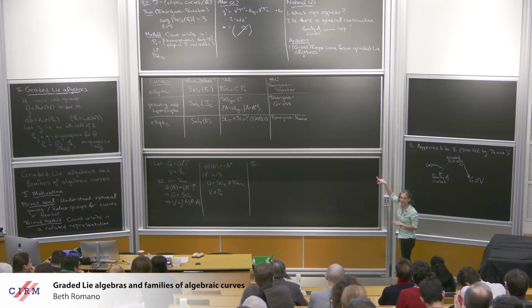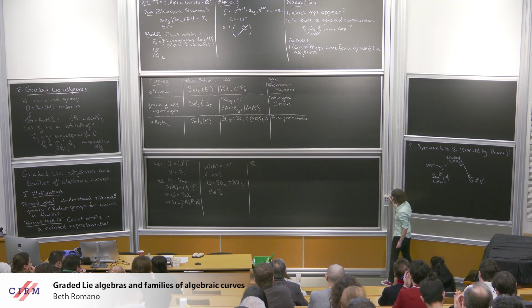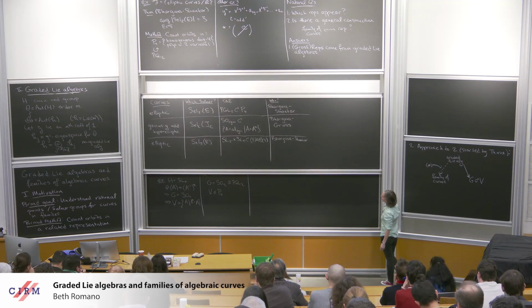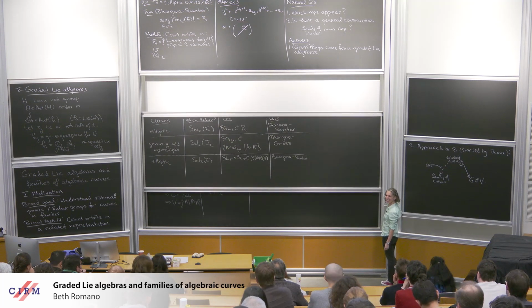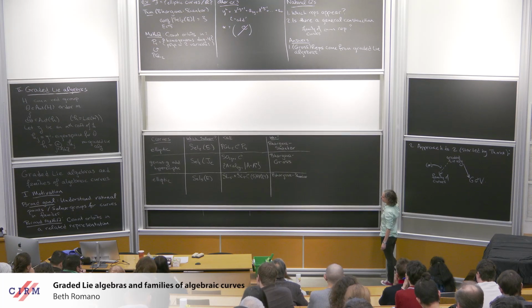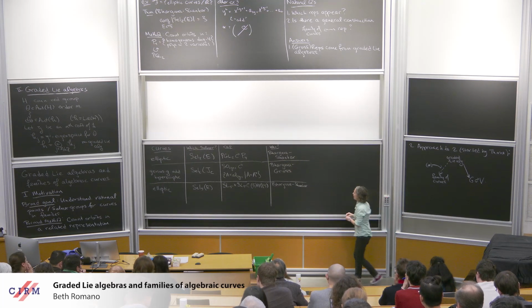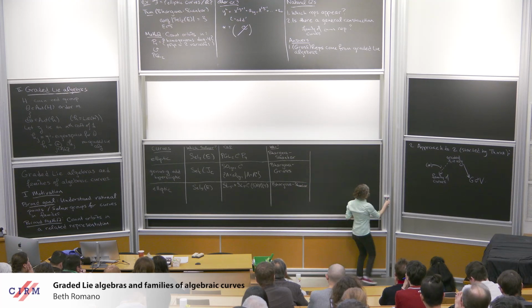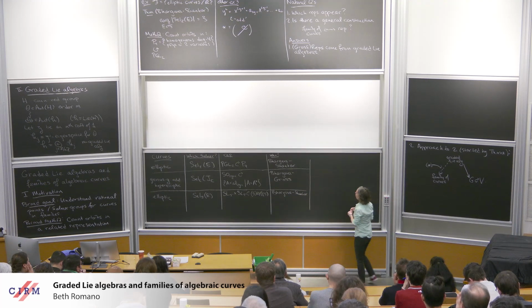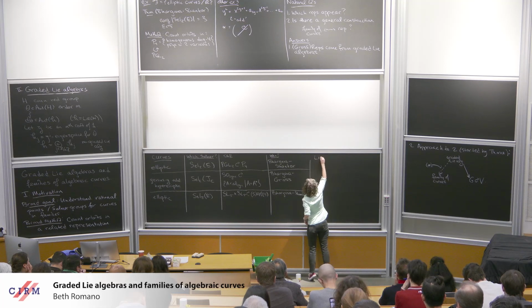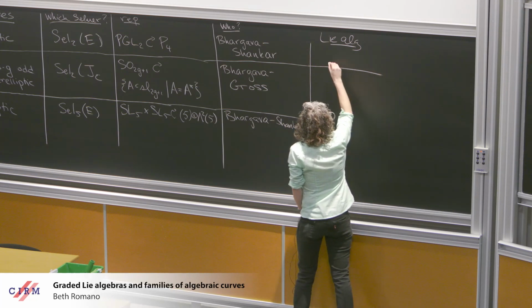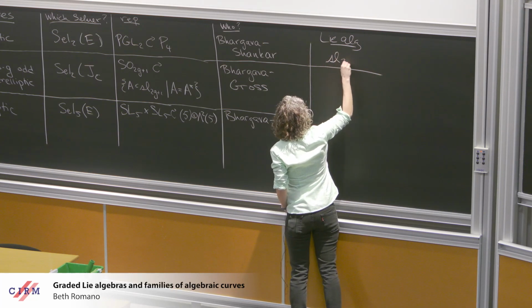Okay, let's go back to our chart. So now you know how to do this graded Lie algebra stuff. Let's go back and fill in a column of the chart. So there's secretly another column here, which is: what Lie algebra does it come from? So the first one, as we saw, comes from SL3.